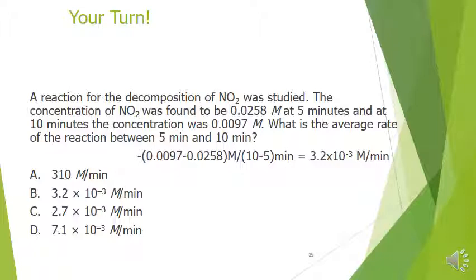Okay, so this is introductory to kinetics, and the next slide will be more specific. We'll talk about how we apply it.